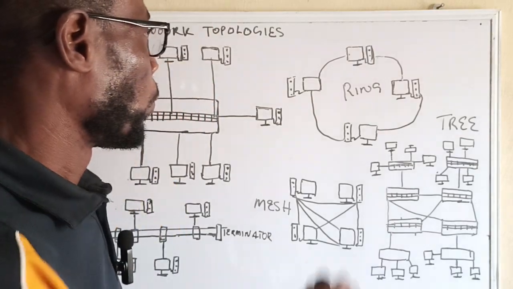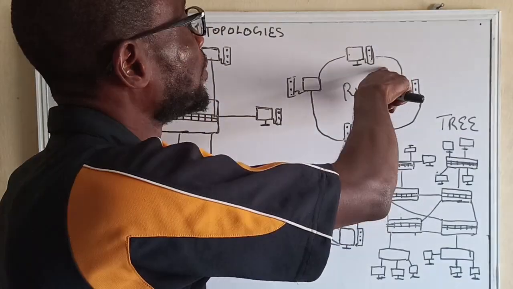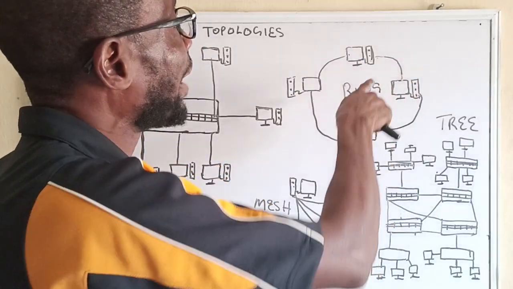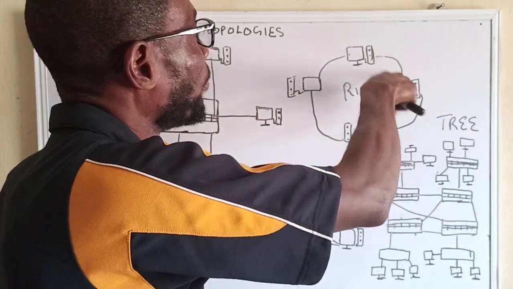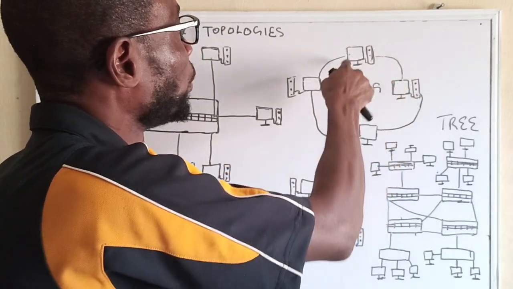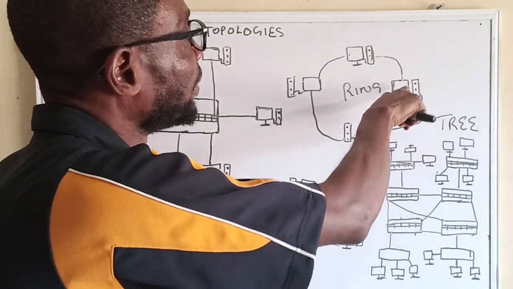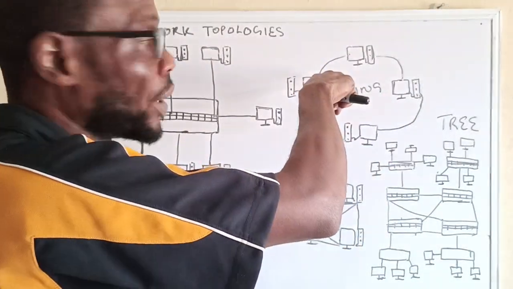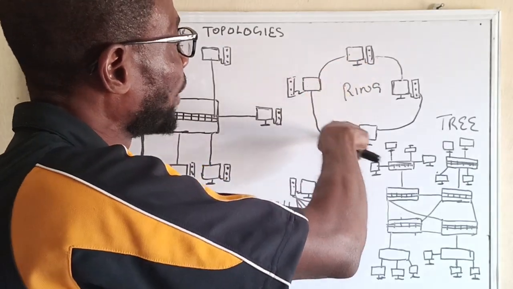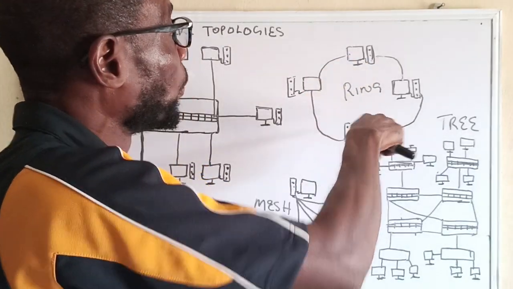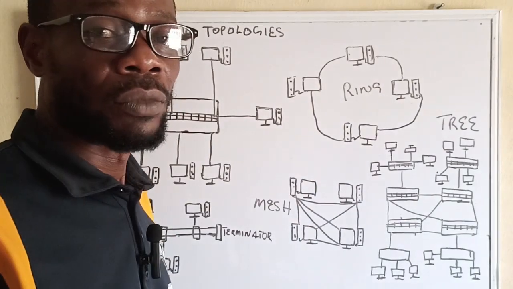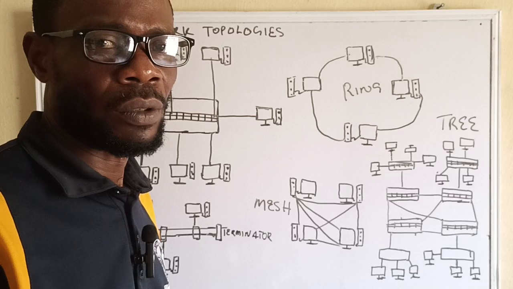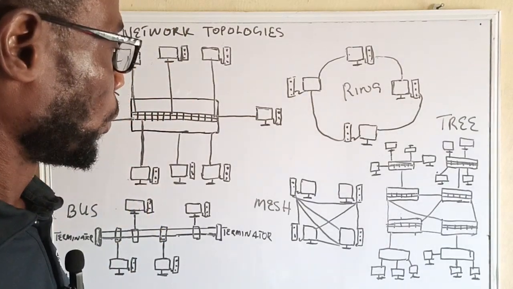So when there is a cut here, it can only affect these two at this end. This computer can receive a file. This computer can send a file to this computer through here, and this one can send a file through here. So this is how ring topology works. So that is it.